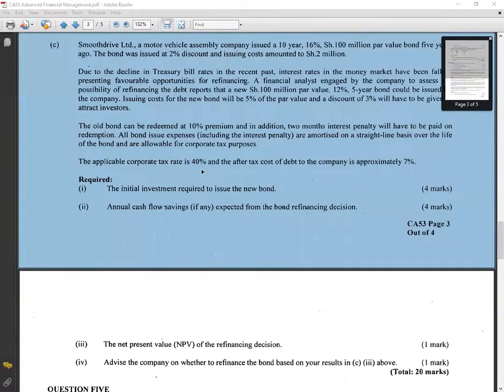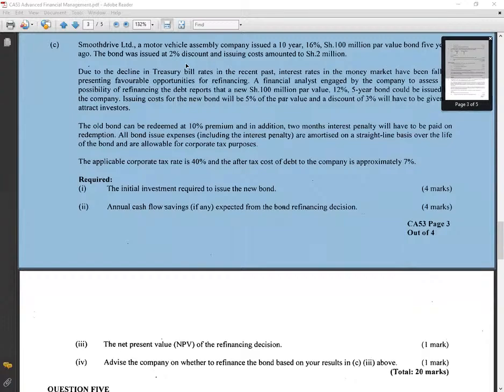So I'll have to come and take this. I multiply this with 2 over 12. Listen here. We are told in addition, there are 2 months interest penalty, which will have to be paid on redemption. So you could either call this a penalty or what here, somebody, or an overlapping interest.